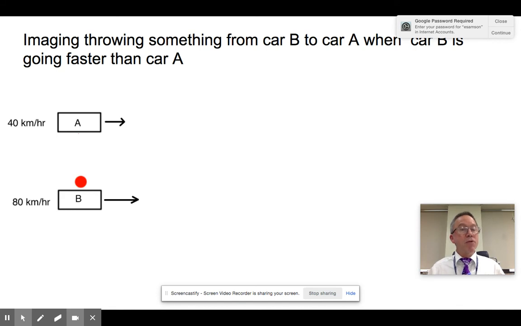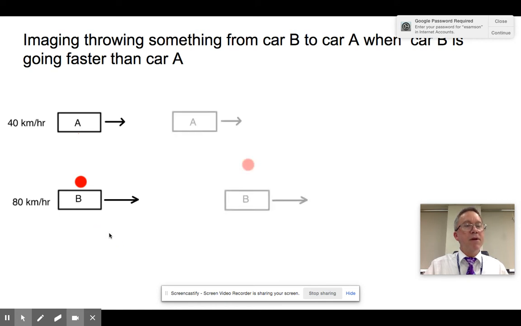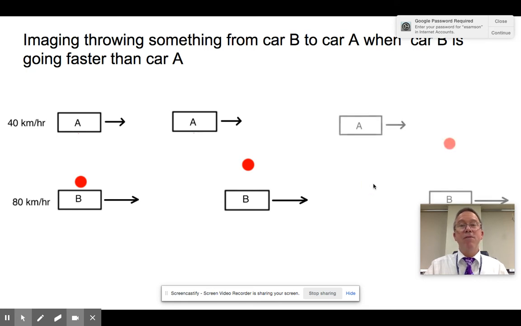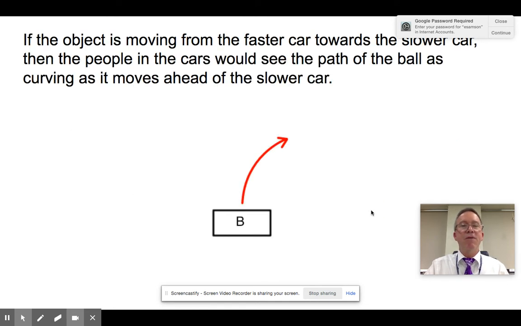So let's just say instead the person in car B threw the ball to car A. This ball is moving 80 kilometers an hour, same as person B is, but car A is only going 40. So a moment after throwing it, the ball is still even with car B because it's traveling 80 kilometers an hour this way as it moves that way. So it stays up with car B, but car A is falling behind now. In other words, the ball is ahead of car A, where it wasn't before. And by the time it gets to where car A is supposed to be, the ball is considerably in front of car A. So what would these people see? Well, they would see a deflection like this in the other direction. So they would see it coming in ahead of the slower.